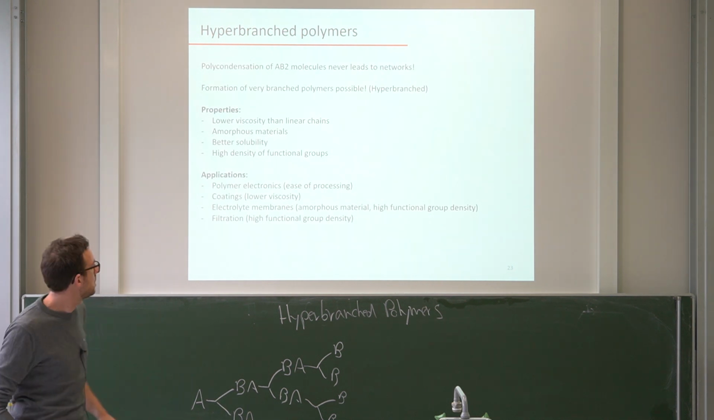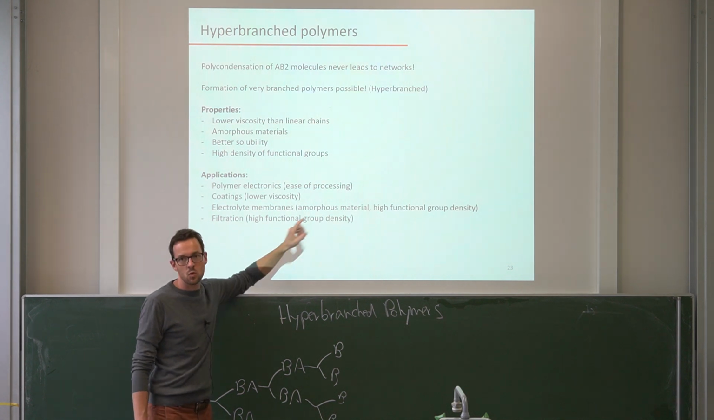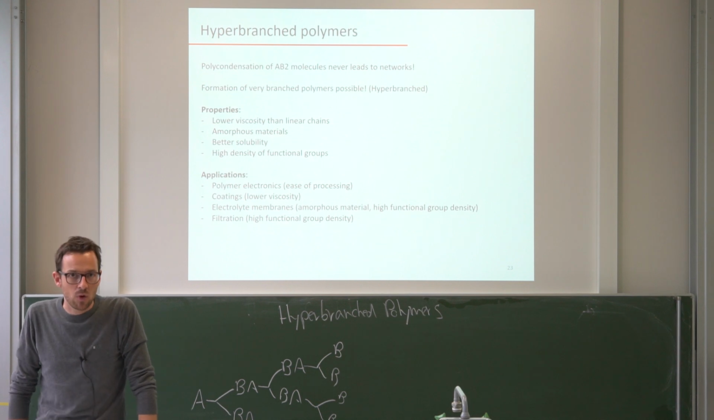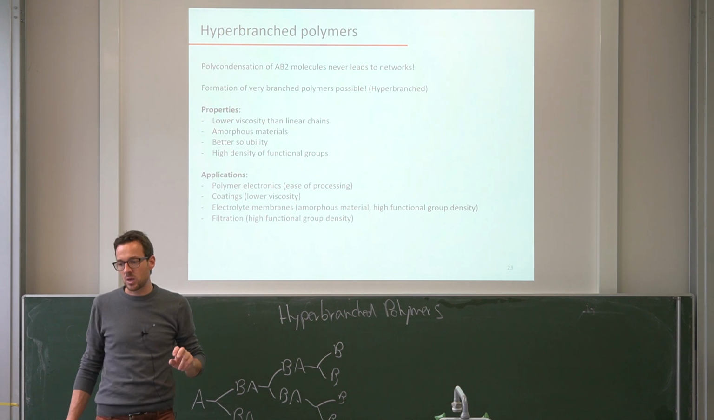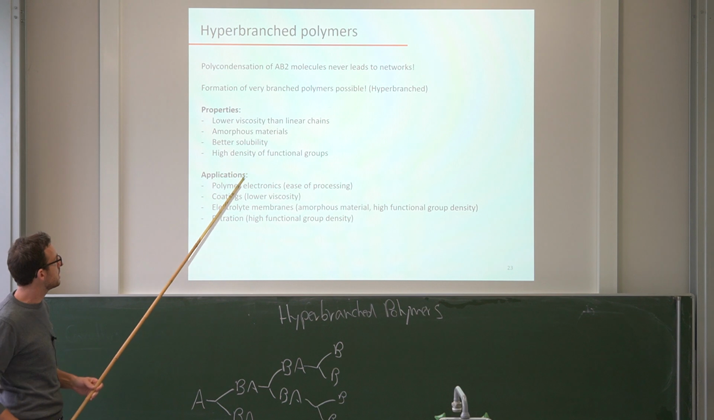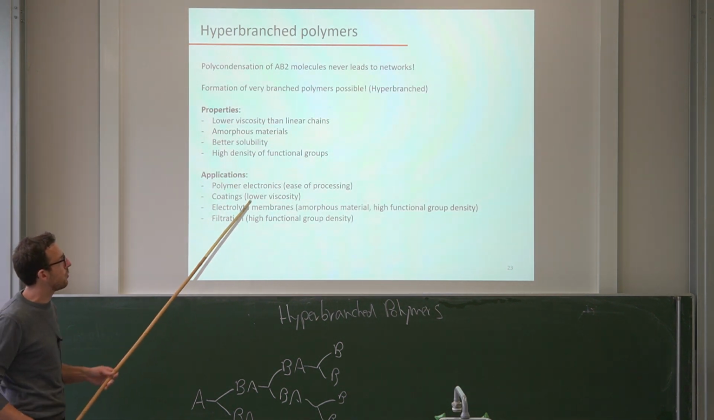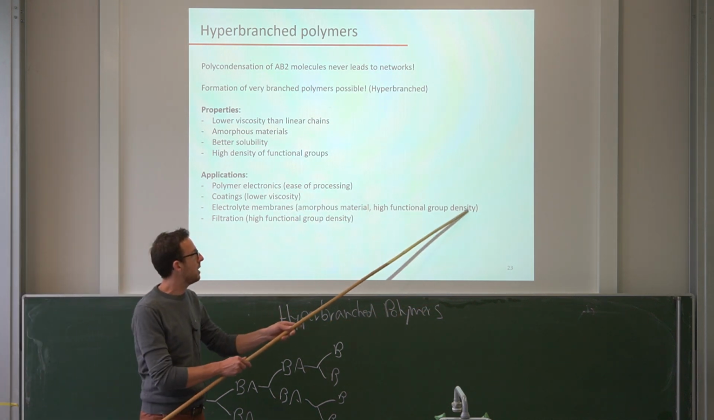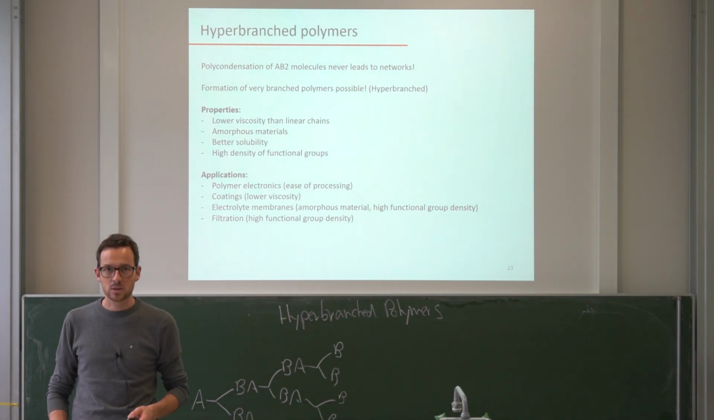So why is that good? For example, in filtration or purification, because you can take these to filter out, for example, toxic ions from drinking water. They could be good for some type of electronic materials because they can be easily processed, because of their lower viscosity. So you can make very good coatings with them, or you can make electrolyte membranes. They are amorphous, so everything is kind of penetrable, and they have this very high functional group density. So they can act as very good polyelectrolytes.